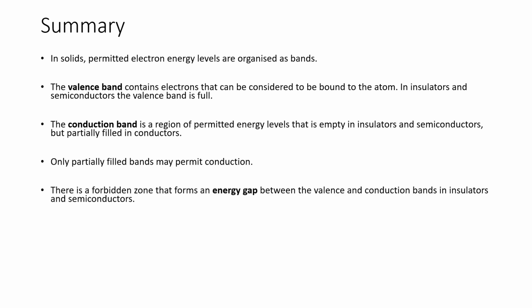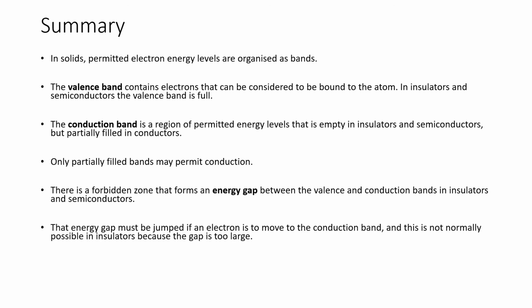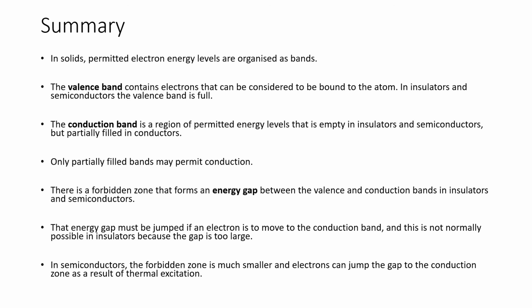There is a forbidden zone that forms an energy gap between the valence and conduction bands in insulators and semiconductors. That energy gap must be jumped if an electron is to move to the conduction band, and this is not normally possible in insulators because the gap is too large. In semiconductors, the forbidden zone is much smaller and electrons can jump the gap to the conduction zone as a result of thermal excitation.